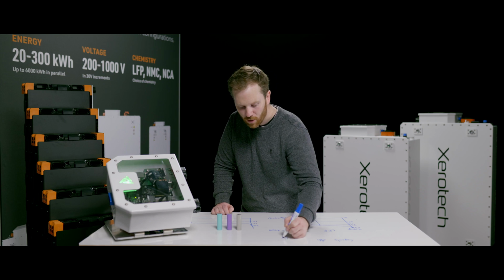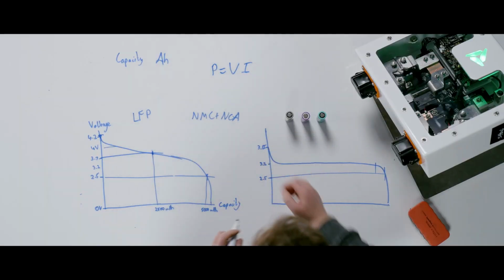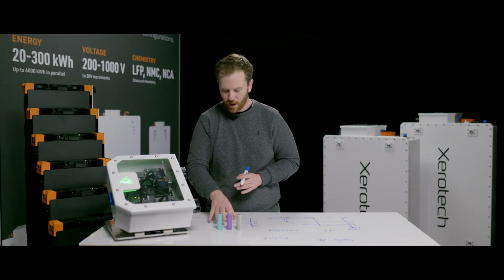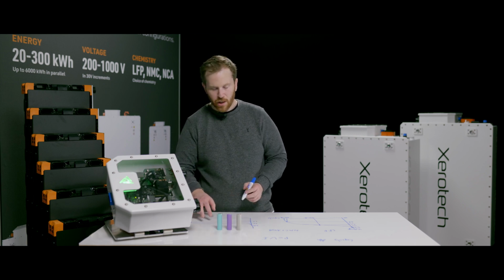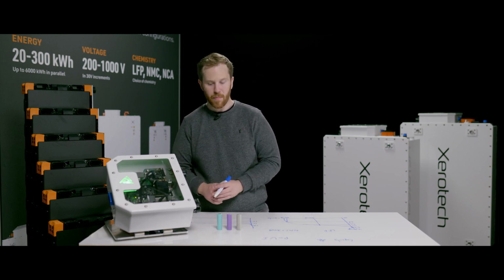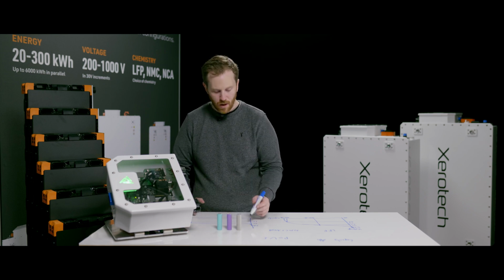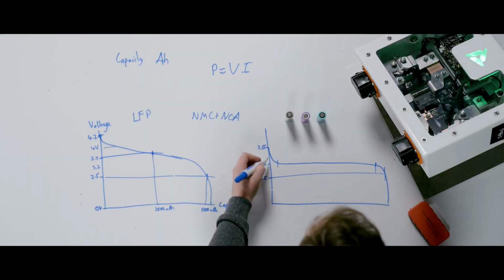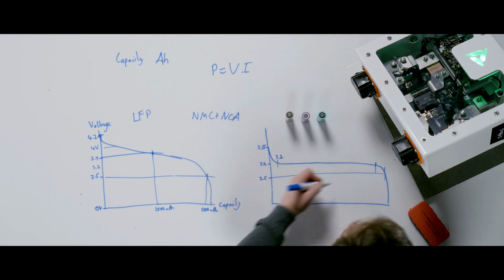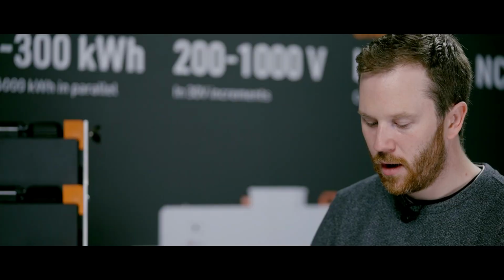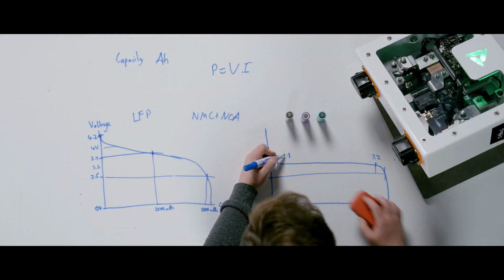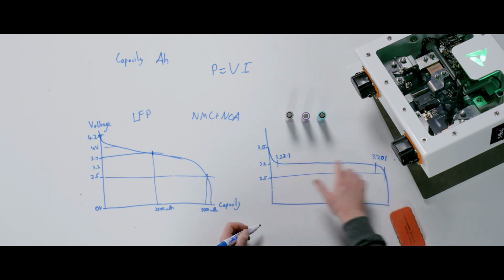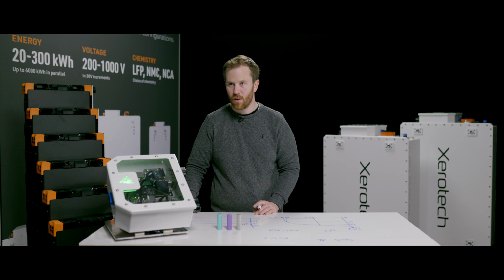And remembering our power equation, power is voltage times current. If this voltage is twice as high for the same current, you have twice the power. So that's important. For LFP, it's very uniform. And that actually makes it quite challenging to even know for an LFP battery how much energy is in the battery, because measuring the voltage doesn't really tell you a whole lot. It's like reading that it's 3.2 volts here, and it's still going to be 3.2 volts here. The reality is you would need to measure that it's 3.231 here and it's 3.201 here.